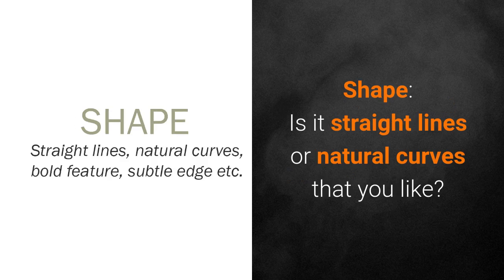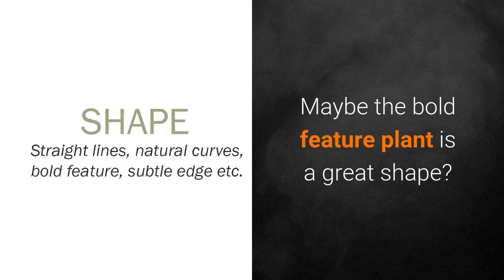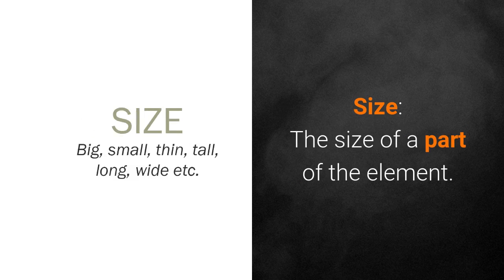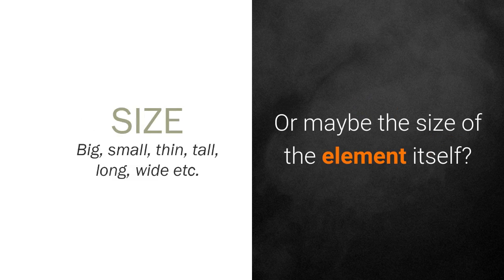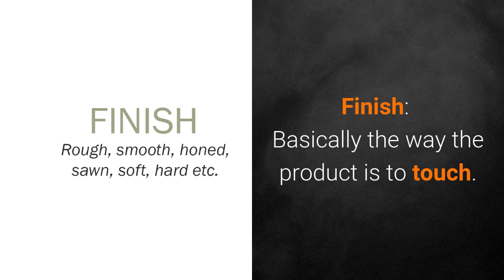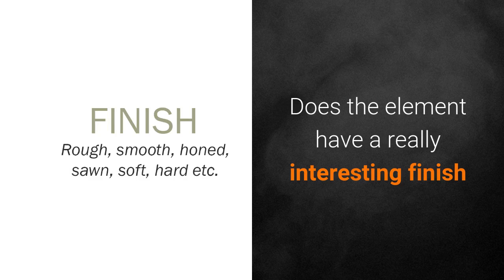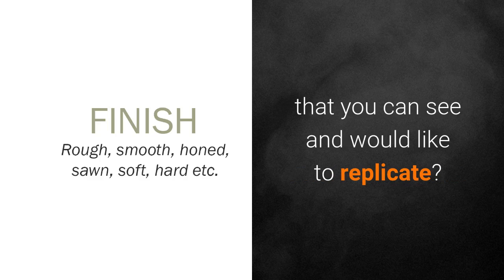Shape. Is it straight lines or natural curves that you like? Maybe the bold feature plant is a great shape. Or you love the soft, subtle edges. Size. The size of a part of the element. Or maybe the size of the element itself. Finish. Basically the way the product is to touch. Stone can be sawn, smooth, or rough. Does the element have a really interesting finish that you can see and would like to replicate?